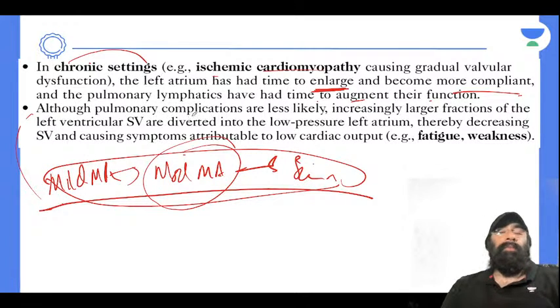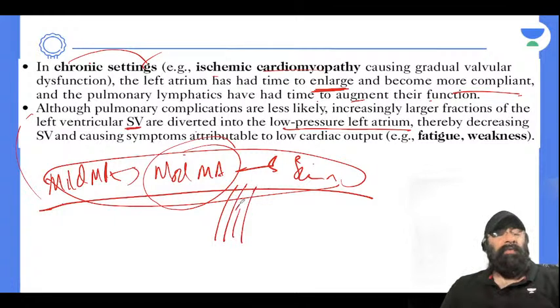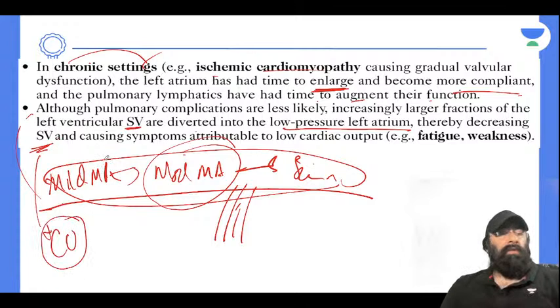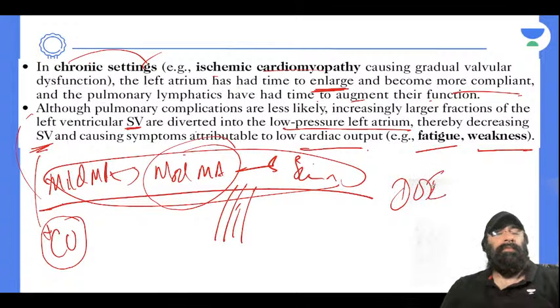Although pulmonary complications are less likely in chronic settings, increasingly larger fractions of the left ventricular stroke volume are diverted into the low pressure atrium after a period, and therefore this will decrease the stroke volume and cardiac output. This will slowly, over a period of time, lead to fatigue, weakness, dyspnea on exertion.